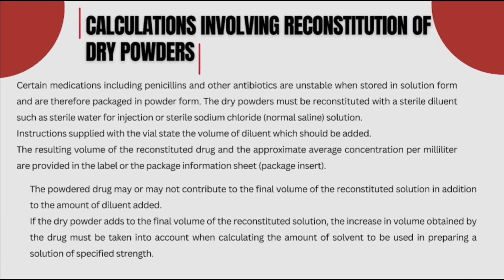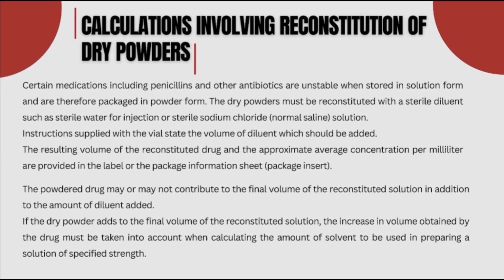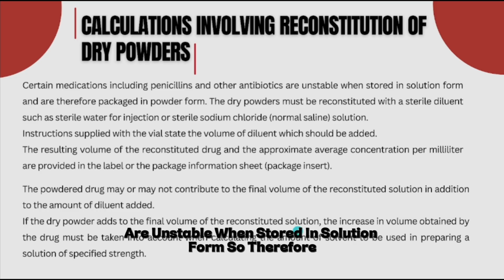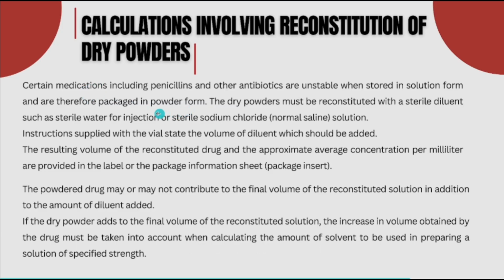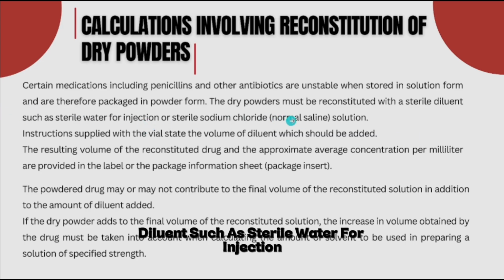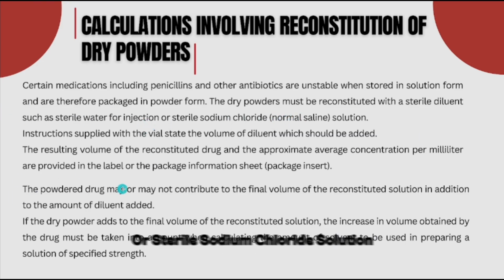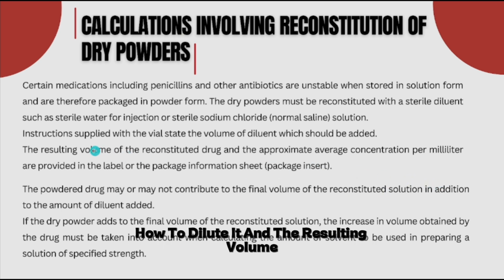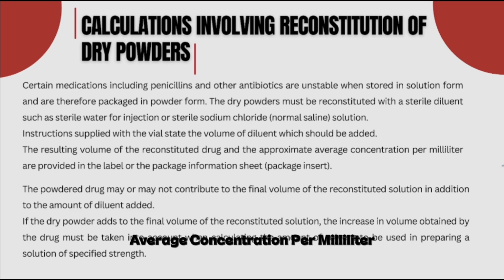Calculation involving reconstitution of the dry powder. Certain medications including penicillin and other antibiotics are unstable when stored in solution form, so they are packed in powder form. The dry powder must be reconstituted with a sterile diluent such as sterile water for injection or sterile sodium chloride solution. Instructions are supplied with the vial on how to dilute it, and the resulting volume of the reconstituted drug and approximate average concentration per milliliter are provided on the label.